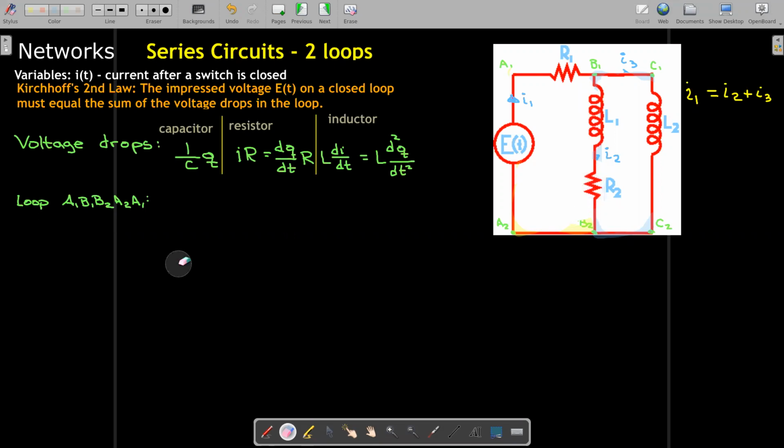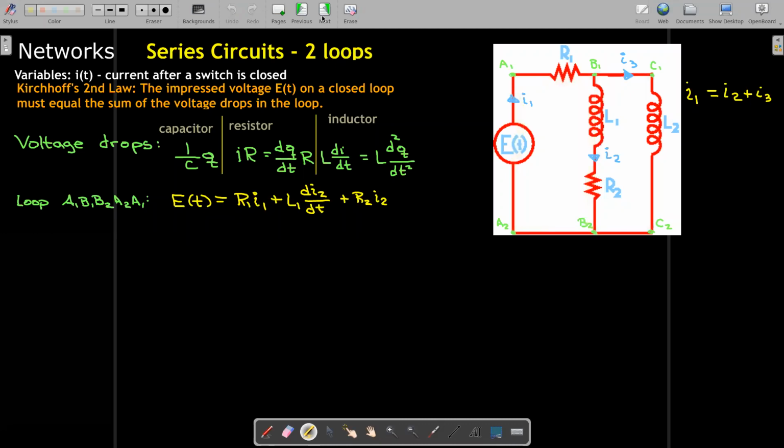All right, we're going to use the loop A1, B1, go down, take the shortcut down to B2, over to A2, A1. So let's go ahead and highlight that. This is the loop that we are going to use, the first loop in this problem. So what happens in that loop?